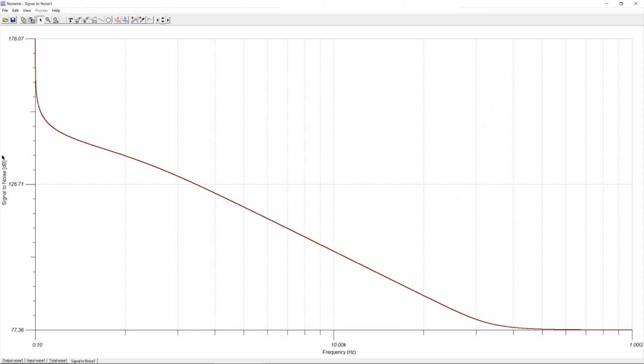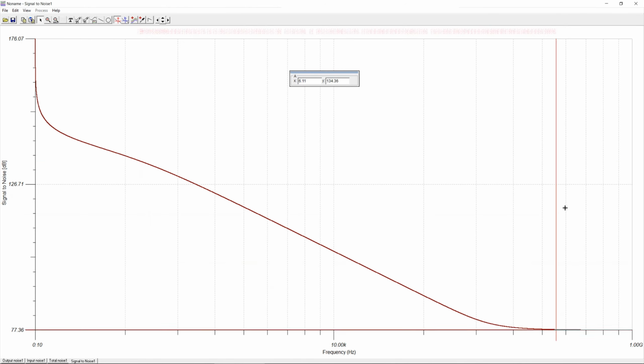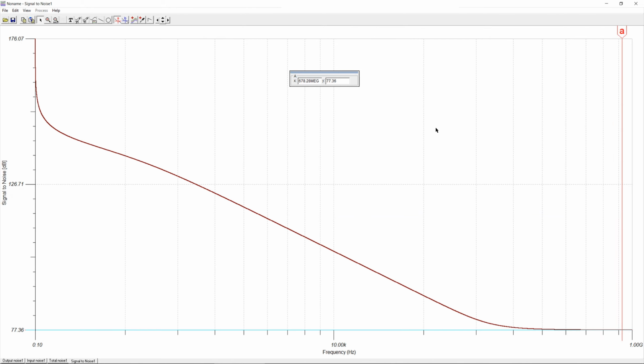Now we have also the signal to noise ratio. It starts off very large and then goes down, and it has a slope which is constant in a log scale. And you can also see that the signal to noise ratio will approach a value which is approximately 77.36 dBs, at approximately 1 gigahertz. So that's again the way to generate these plots: the signal to noise ratio, the output noise voltage spectral density, input noise voltage spectral density, and also the total RMS noise voltage at the output.